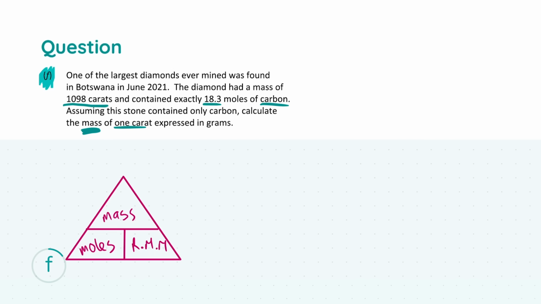So what we're looking for here is mass, and that means that if we cover mass on our triangle, it means that mass is going to equal what we have left when we cover it. So it's going to be moles multiplied by relative molecular mass. And in this instance, we're actually told a lot of this information already. We're already told the moles, and we can find this relative molecular mass from our periodic table.